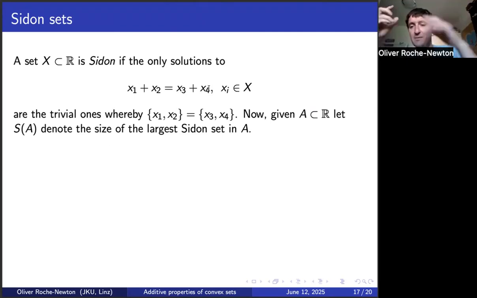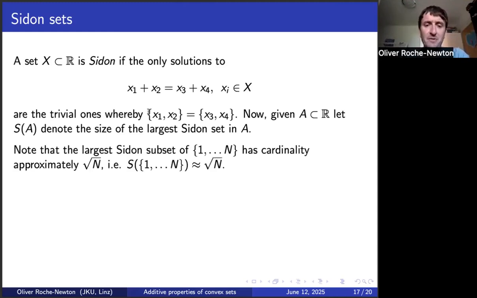You could think about this maybe as another measure of additive structure. If A is very structured, then you might have to remove a lot of elements to remove all of the solutions. If A is very unstructured, maybe A is already a Sidon set, then S of A would just be the size of A. So if this quantity is very big, it means that the set's not very structured under this measure. If it's small, it suggests there's some structure in there. It's kind of the robustness of these solutions that we're measuring here.